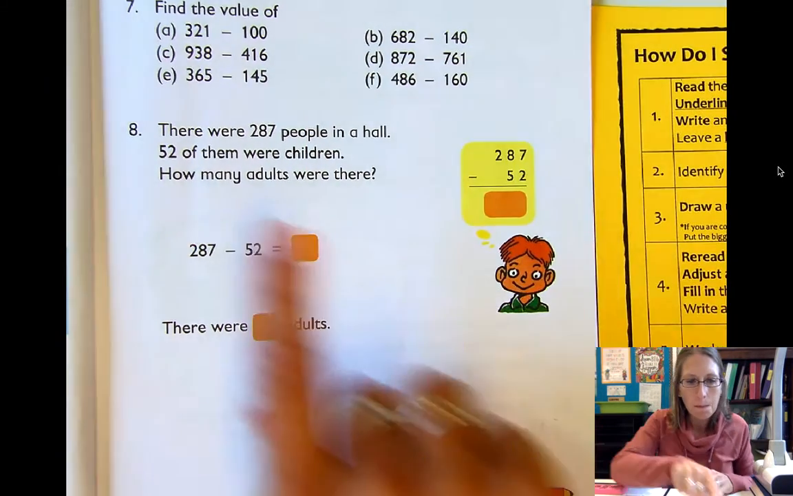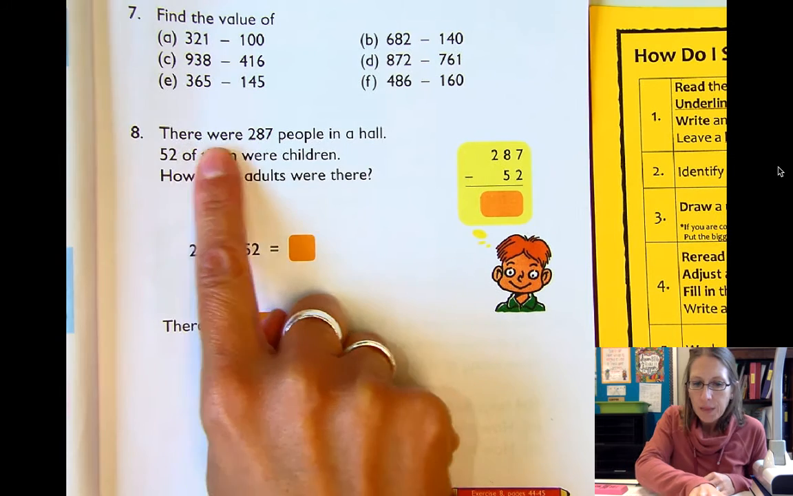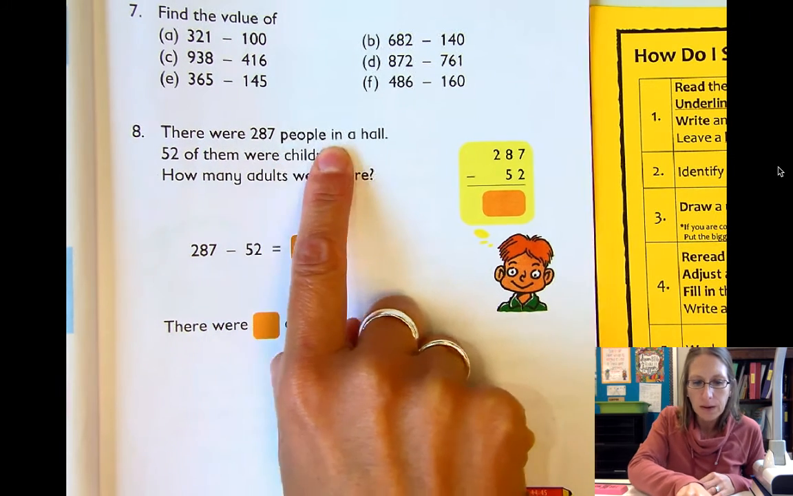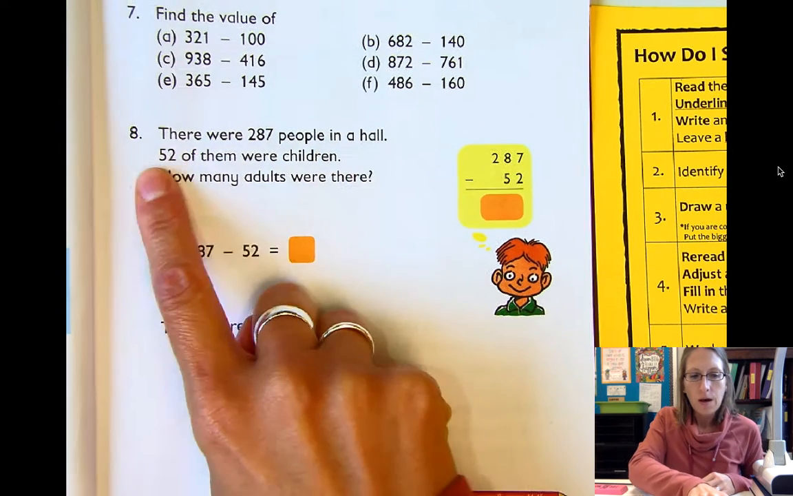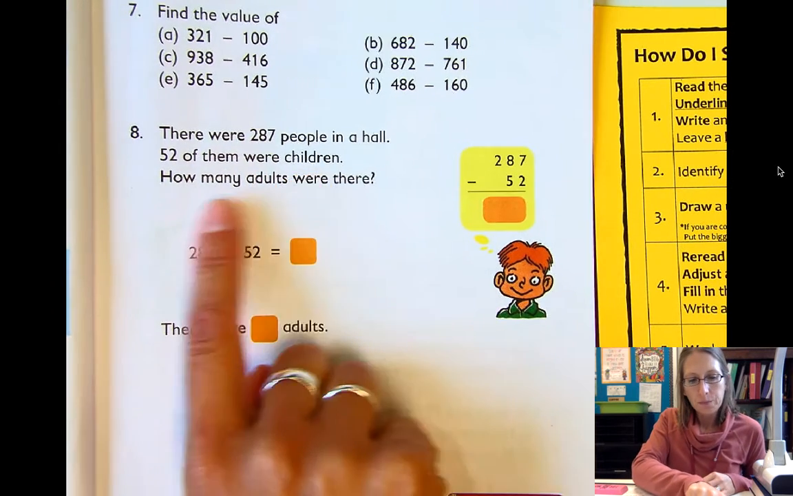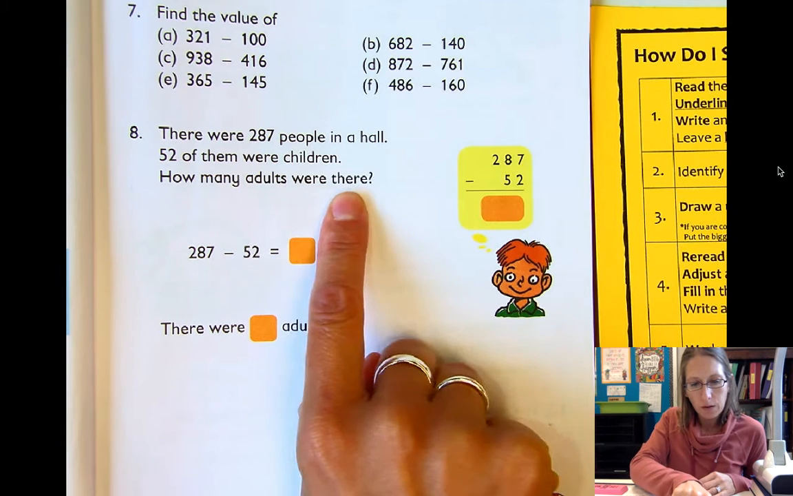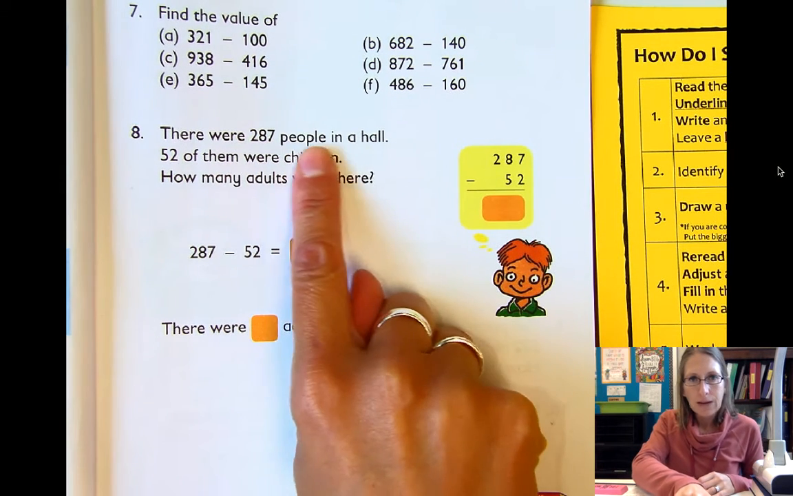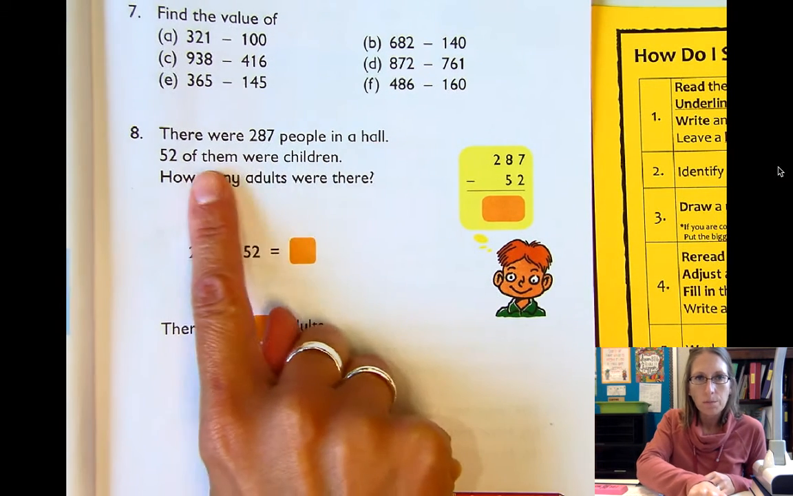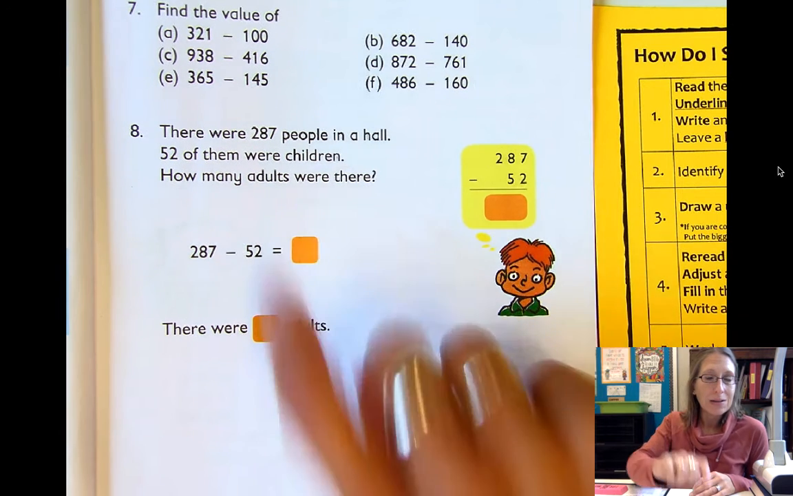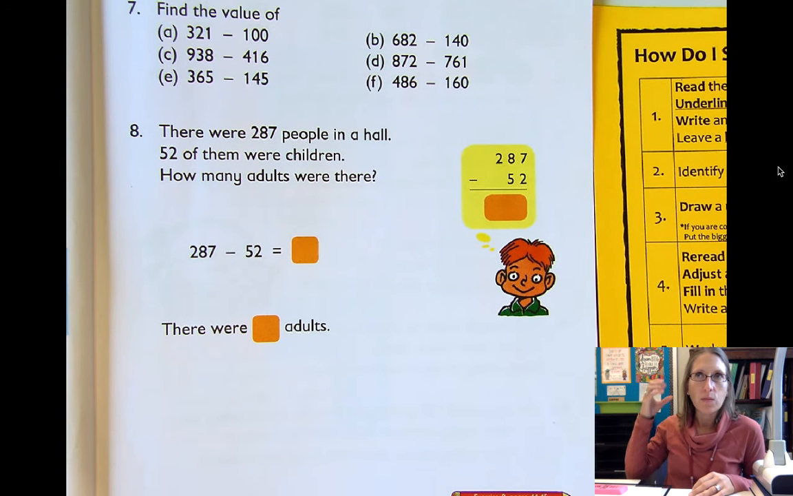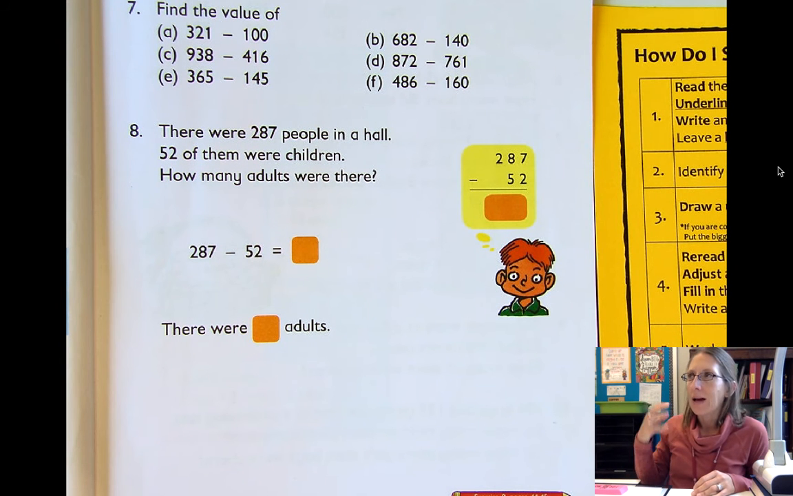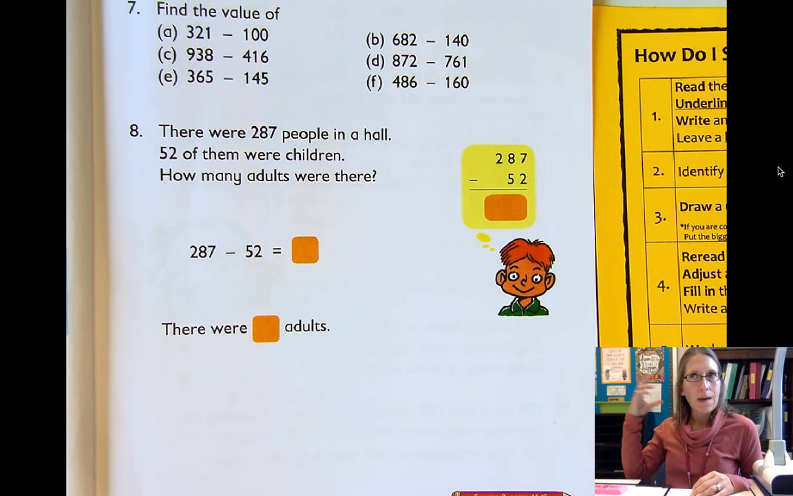All right. So there were 287 people in a hall. 52 of them were children. How many adults were there? Okay. So when I read a word problem, I like to kind of imagine or paint a picture in my mind. It's also called visualizing. I know in reading class, we talk about that a lot. It's kind of painting a mental picture or an image.